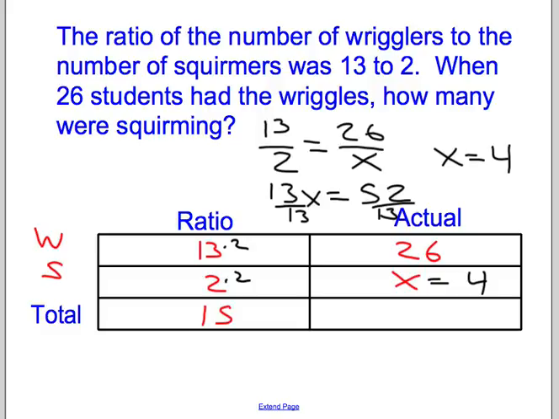Now, they won't always work out nice and neat. Sometimes you could end up with a fraction for an answer, and if that's the case, then this little shortcut process will not work for you. But a lot of the times it will.